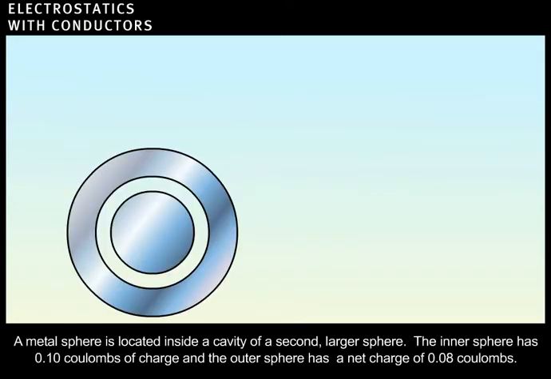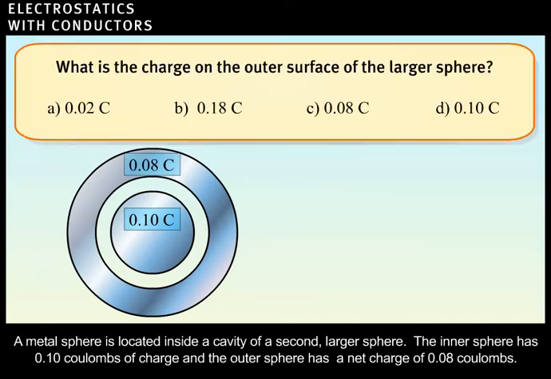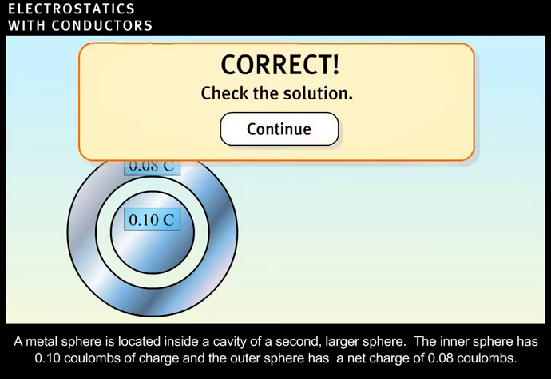A metal sphere is located inside a cavity of a second, larger sphere. The inner sphere has 0.10 coulombs of charge, and the outer sphere has a net charge of 0.08 coulombs. What is the charge on the outer surface of the larger sphere? Correct. Here's the solution.